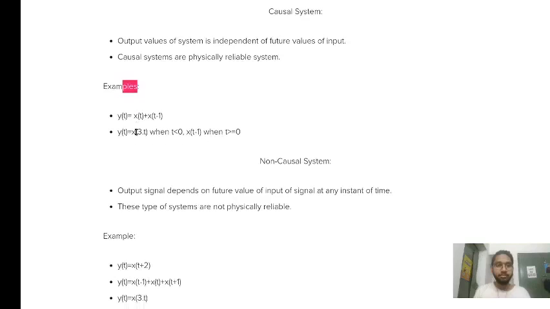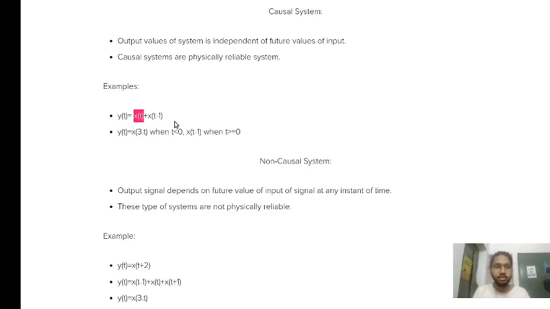Let's move ahead. So the best and easiest example of a causal system is y of t equals x of t plus x of t minus 1. Suppose that the value of t is 1. So y of 1 equals x of 1 plus x of 1 minus 1, which is x of 0. So we see the first term, x of 1, depends on the present value of input, but the second term depends on the past value of input. So it's a causal system because it depends on the present value and past value of input, but it doesn't depend on the future value of input. Okay. It can depend on the present value or past value, or both present and past value, but it shouldn't depend on the future value.